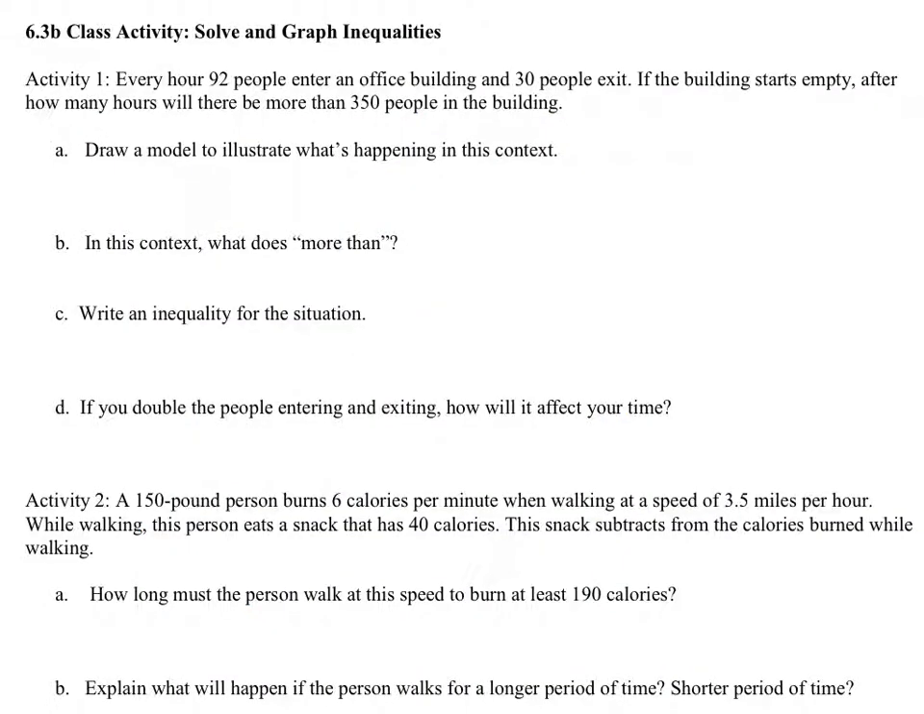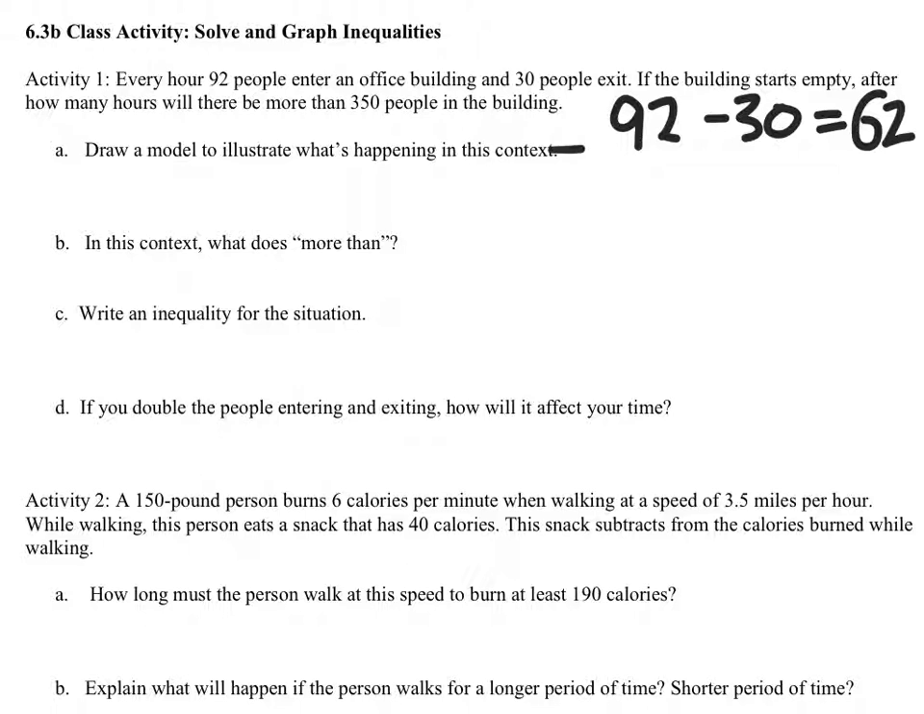Activity 1: every hour, 92 people enter an office building and 30 people exit. So if we look at that, we know that the 92 people are entering the building and then the 30 people are going to exit. So by the end of that hour, we should have 62 people still in the building. Now, if the building started empty, after how many hours will there be more than 350 people in the building? Draw a model to illustrate what's happening in this context.